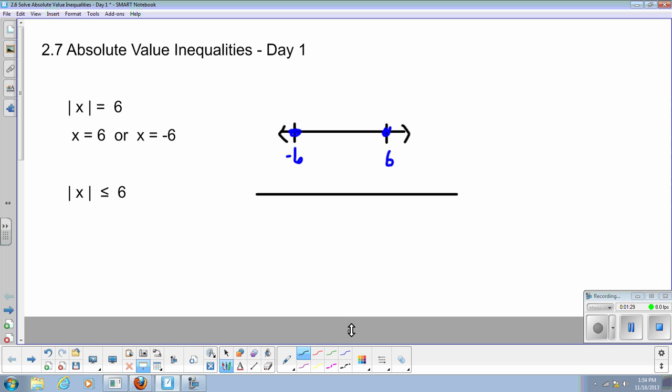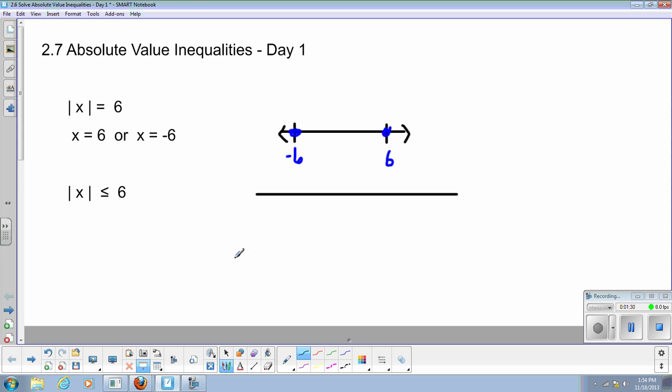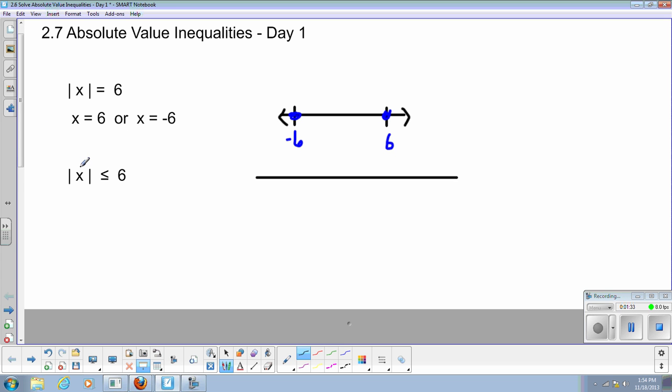So let's start with a simpler one that doesn't involve as much, but we're going to say the absolute value of x is less than or equal to 6. So we're looking for the numbers that have an absolute value that is less than or equal to 6. As we did up here in equations, we need to find the numbers that will fit in for x.